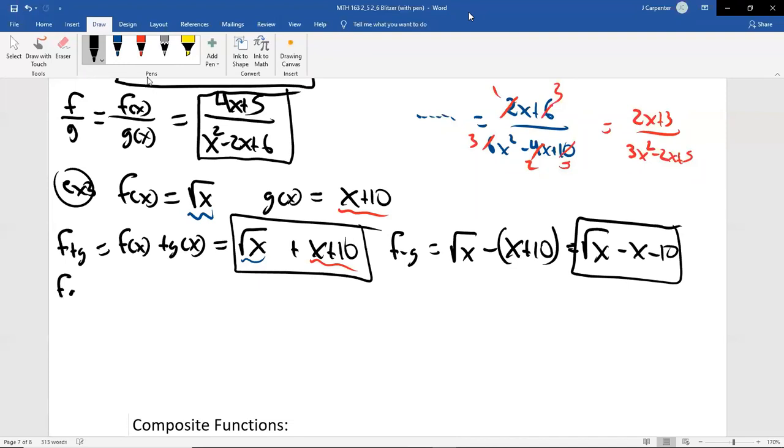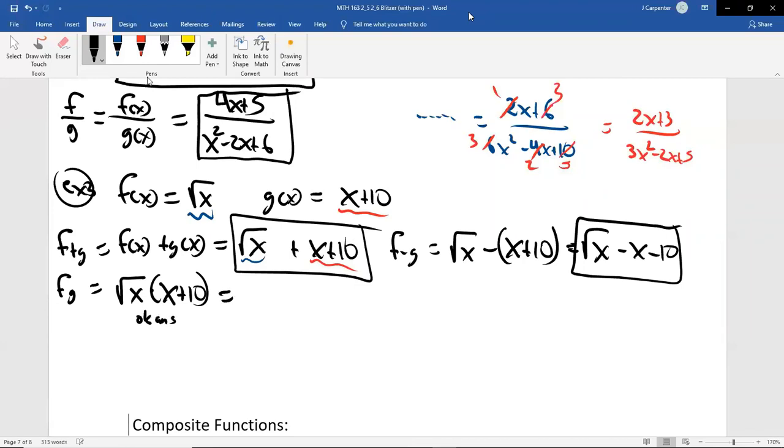If I ask for f times g, that would be f of x times g of x, which is just, here's your first function. If you do a dot, this is going to be wrong because look, there's 2 terms. So make sure you put a parentheses around that. Now, the square root of x, nothing can be done there. The x plus 10, nothing can be done there. So if you like a factored answer, this is actually an okay answer. This is an okay answer in a lot of people's books.